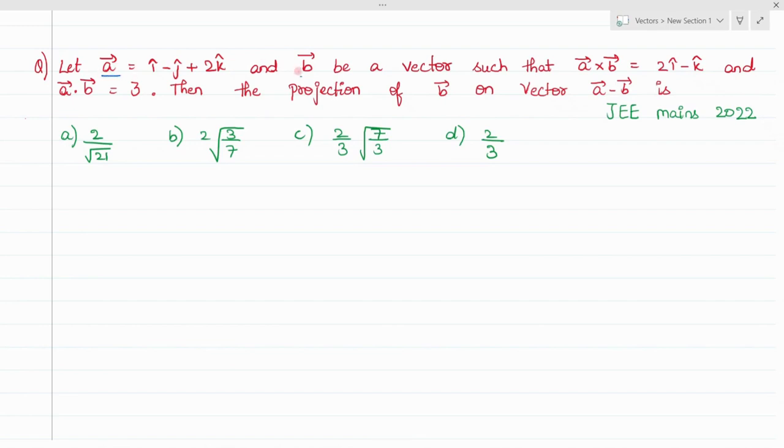A vector is given and let B be a vector such that A cross B value is given and A dot B value is given. Then the projection, again a projection question came, of B on vector A minus B is what? And this came in JEE 2022 and four options are given.